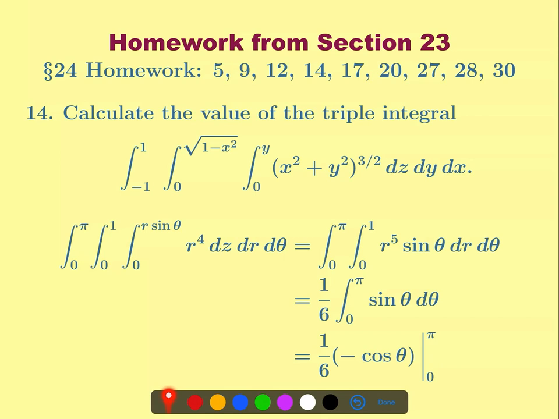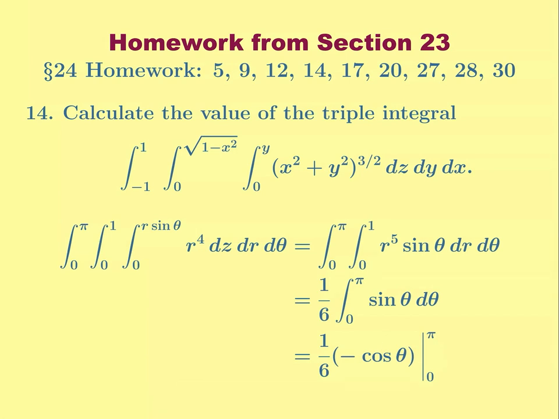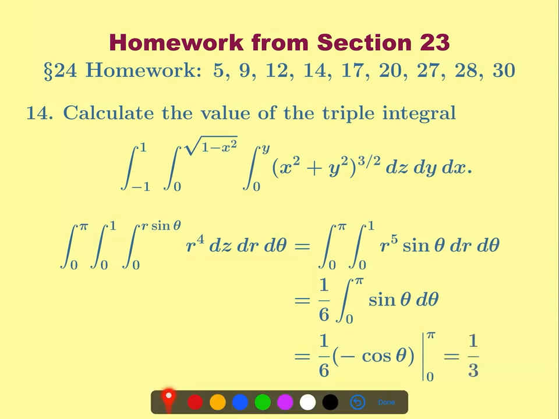And this is just like the previous problem. When I plug in pi, this is going to be -1. With this minus sign, we're going to get a +1 here. And then when we plug in 0, we're going to have minus a -1. And so that's going to be 1 plus 1, or 2. So this is giving me 2 times 1/6. And so that'll be 1/3. And that then will be the value of this triple integral we started with: 1/3.